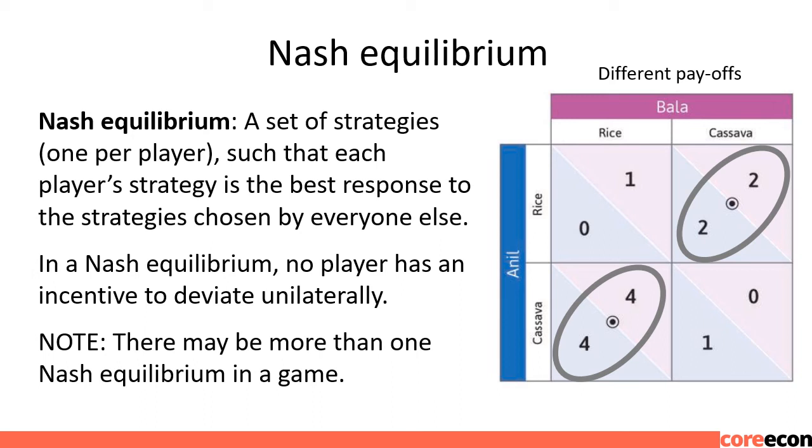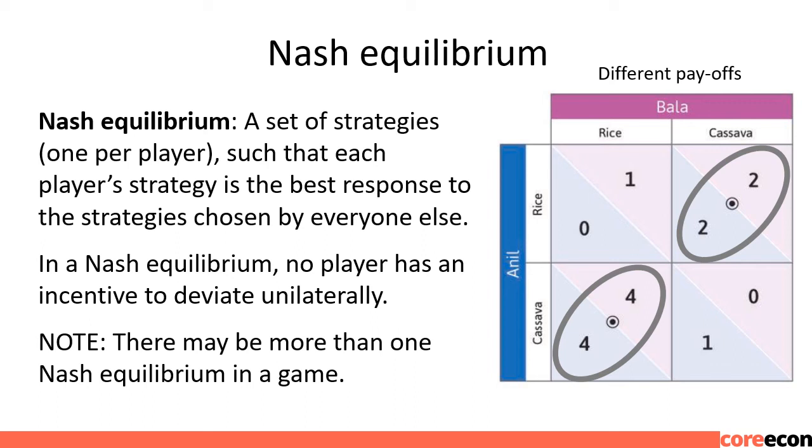Once in equilibrium, no player has the incentive to deviate unilaterally because they would be worse off if they did that. If they talk to one another, they could get the better outcome, but in this example, we are assuming no possibility of cooperation or coordination. If they end up with the rice-cassava equilibrium and a payoff of 2-2, now if Anil changes unilaterally to cassava but Bala stays with cassava, Anil's payoff will fall to 1. Similarly, if Bala changed from cassava to rice while Anil stayed with rice, Bala's payoff will fall to 1. So they might be stuck with a payoff of 2-2.